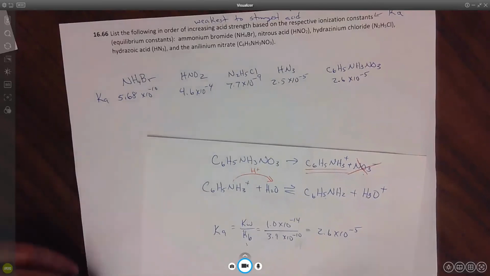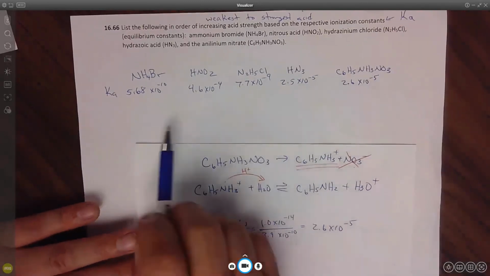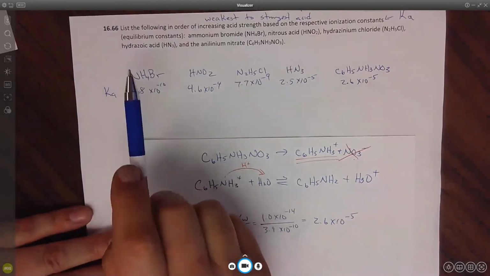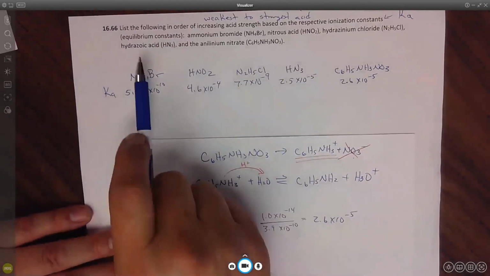We had to go through and find the Kas. Again, on the exam, I would expect you to be able to do this in 5 minutes at the most, even though we just spent half an hour on it. Because you've got to recognize immediately what type of compound it is: a salt, an acid, a salt, an acid, a salt. Sometimes the name gives it away.